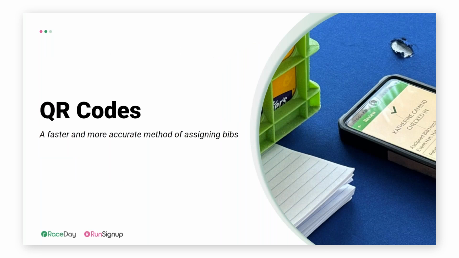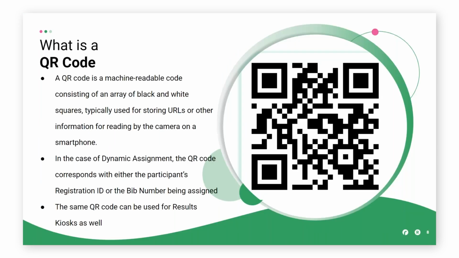So how do you drive dynamic assignment? QR codes are your best friend for doing dynamic assignment. A QR code is a machine readable code consisting of an array of black and white squares, typically used for storing URLs or other information for reading by a camera on a smartphone. In the case of what we're talking about here, the QR code is either going to indicate the bib number or the participant's registration ID.